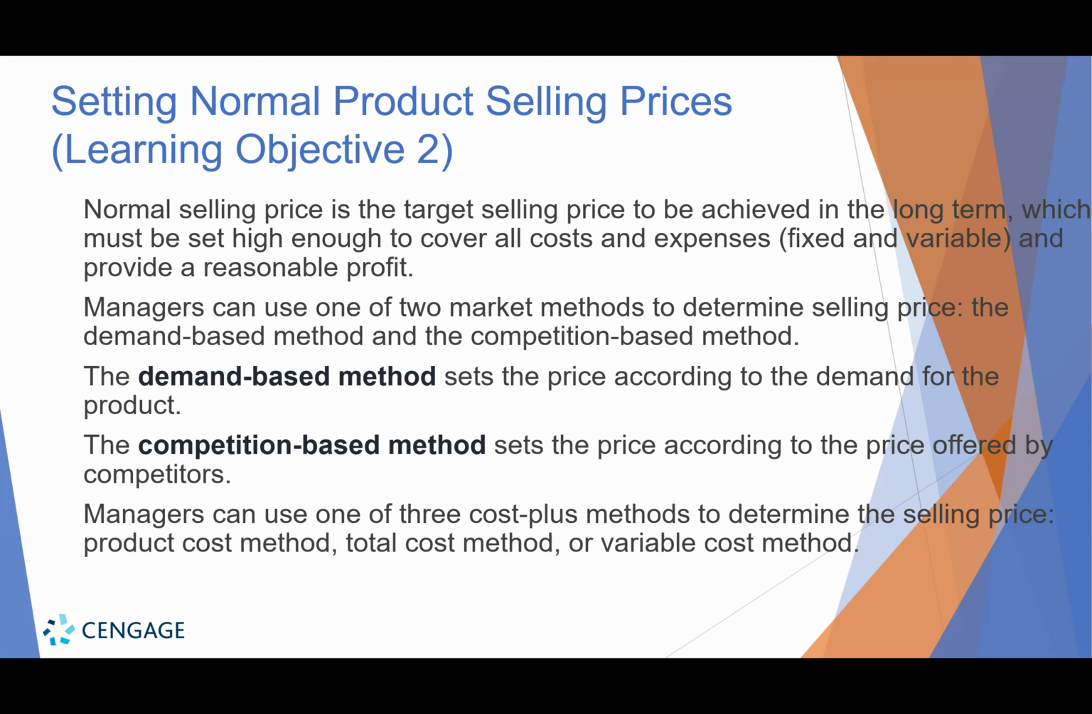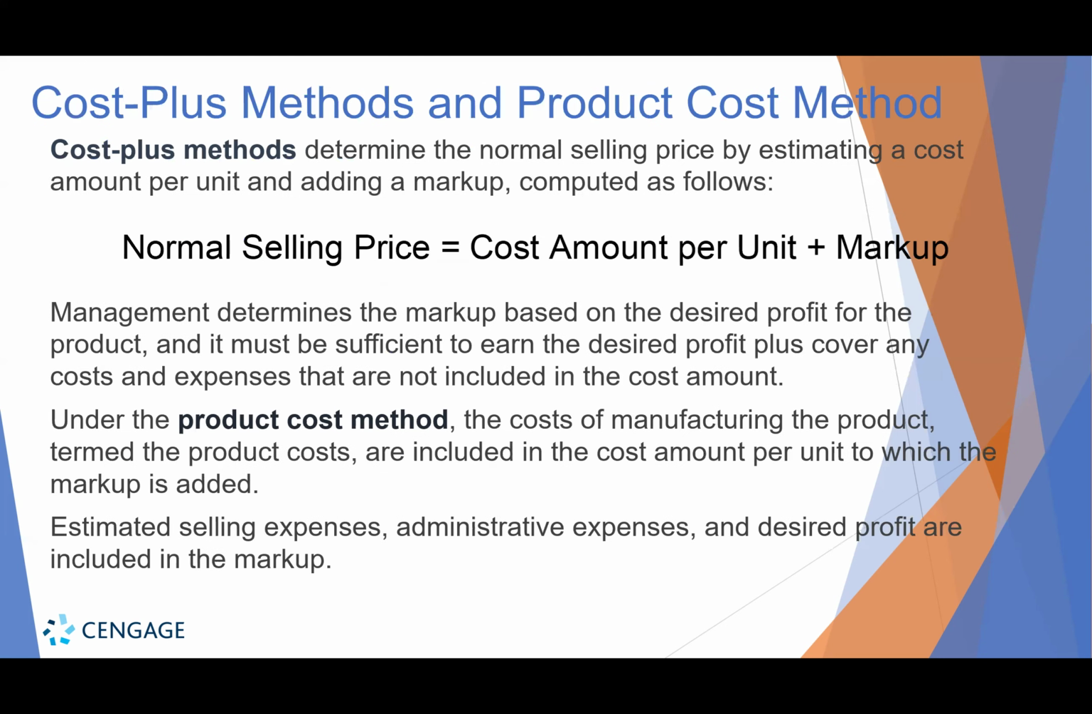Managers can also use one of three cost-plus methods to figure out how to sell the product. Do we do the product cost method? Do we do the total cost method or the variable cost method? So cost-plus methods determine the normal selling price by estimating a cost amount per unit and adding a markup. So we would figure out the cost amount, plus our markup gives us our normal price.